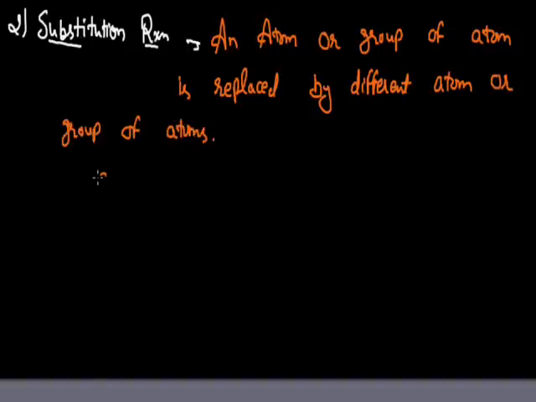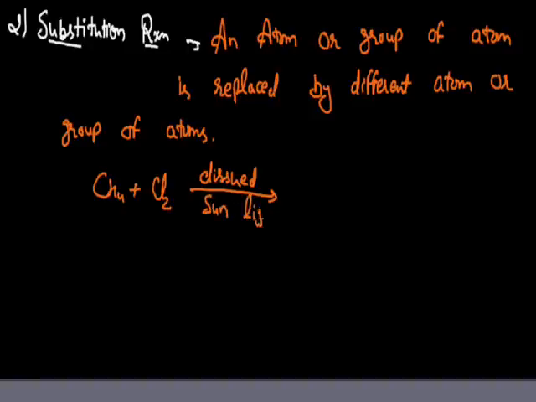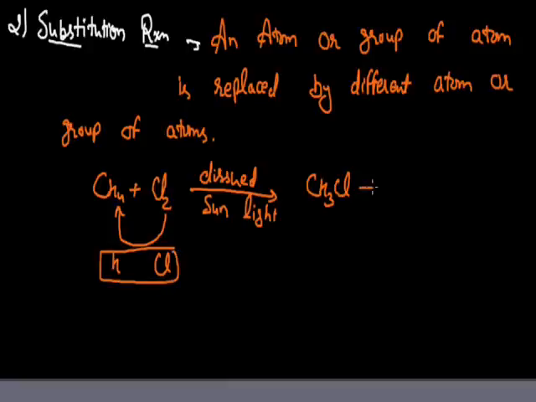For example, if I react methane with chlorine in the presence of diffuse sunlight or diffuse ultraviolet rays, then as the product one chlorine atom will replace one hydrogen atom, and we will get a molecule having 3 hydrogen atoms and 1 chlorine atom. This molecule is termed chloromethane, and the left-over 1 hydrogen and 1 chlorine combine to form 1 molecule of hydrogen chloride.